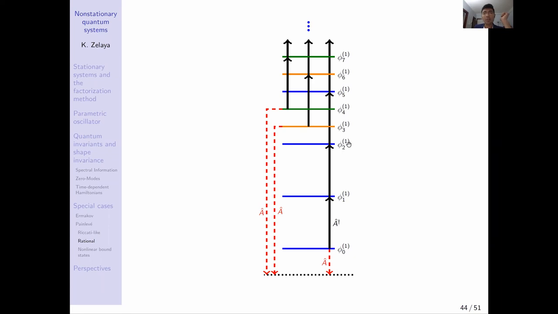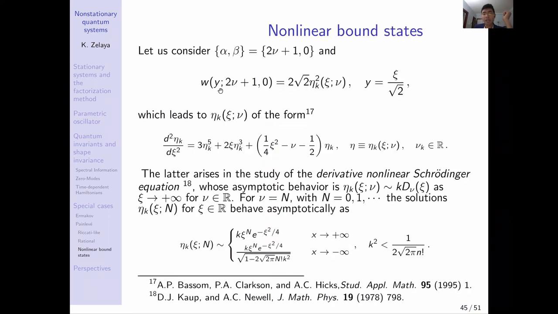And the last one is just the nonlinear bound state. It turns out that the Painlevé equation can be taken into the nonlinear oscillator equation given by nu if we perform this reparametrization. By doing so, we can solve this in terms of iterative solutions.